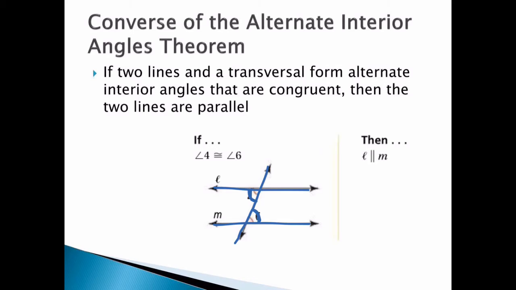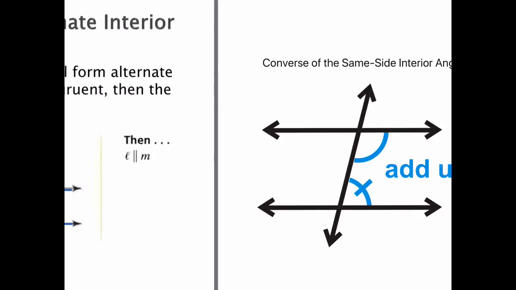The converse, again, flips it around and starts with the angles. If the angles are congruent, then it ends with the lines. The lines must be parallel.